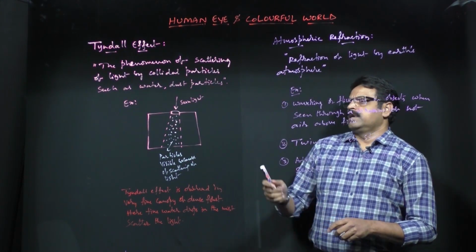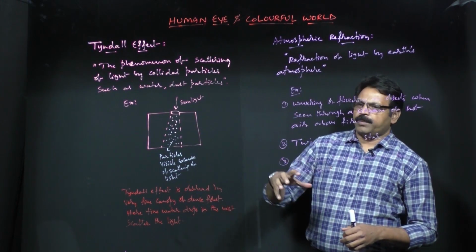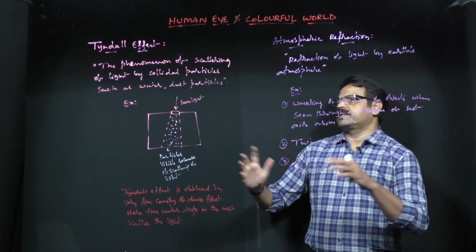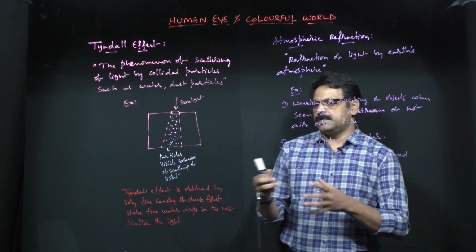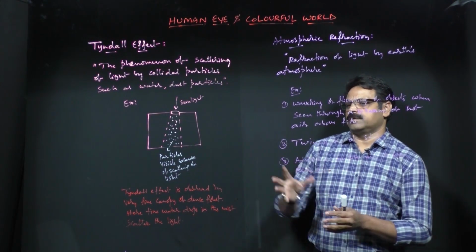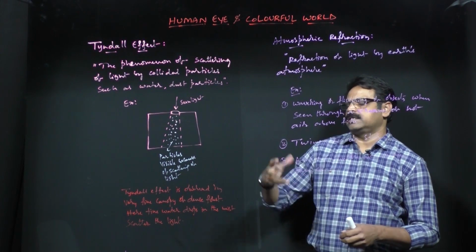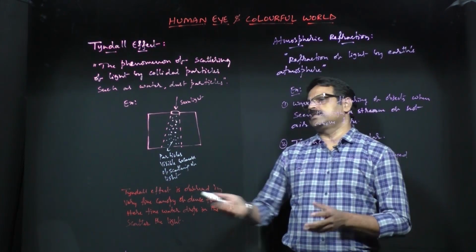See here, in this case, whenever the light passes through the colloidal particles, the radiations are absorbed and are scattered by the colloidal particles. Generally it is composed of the mist. Mist consists of the watery content and dust particles. Such particles will scatter the light.